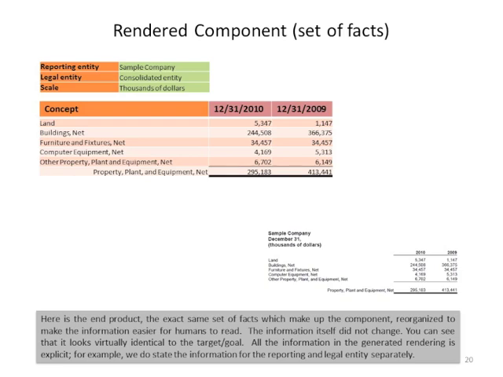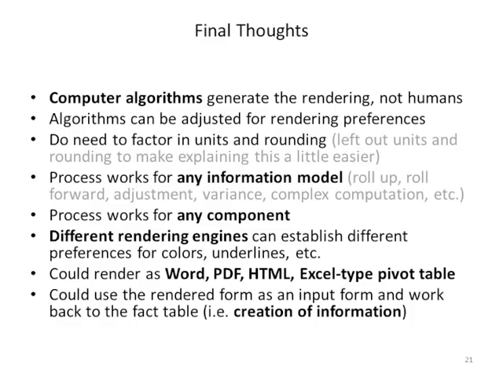So here are some additional thoughts for you to keep in the back of your mind. So first off, computer algorithms generate the rendering, not humans. Humans aren't going to be making these transformations. Computers are. These algorithms can be adjusted for rendering preferences. You do need to add the scale factor and the units to the rendering. I left those out just to make this a little bit easier to explain.